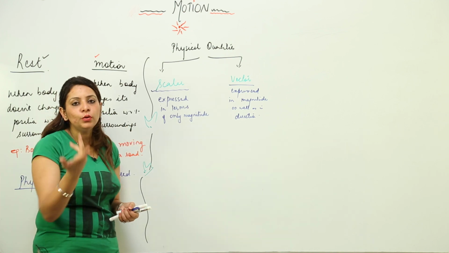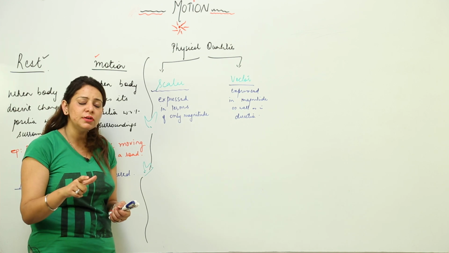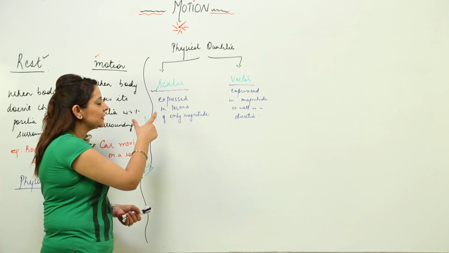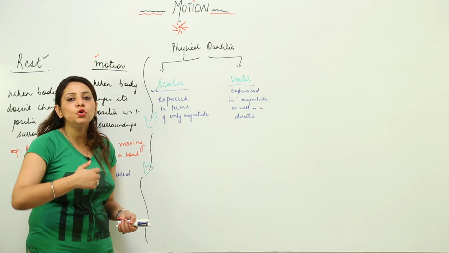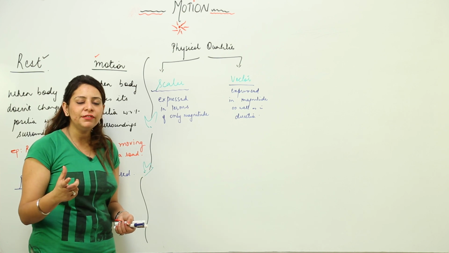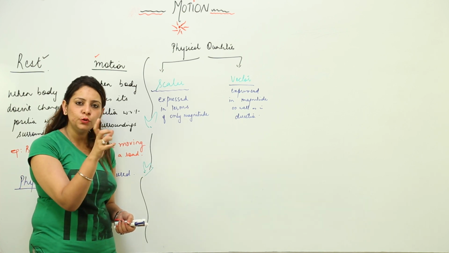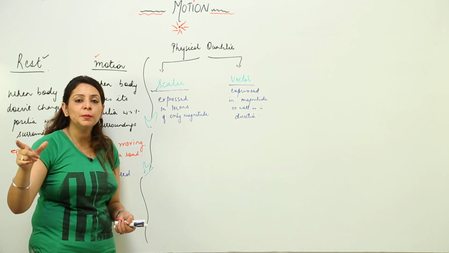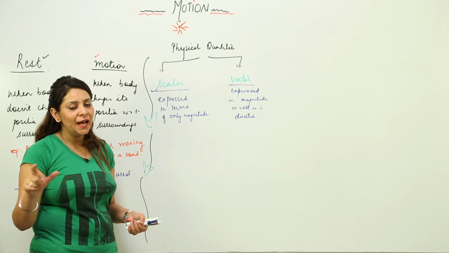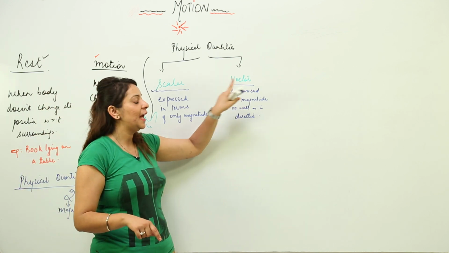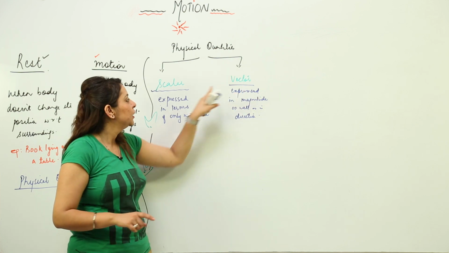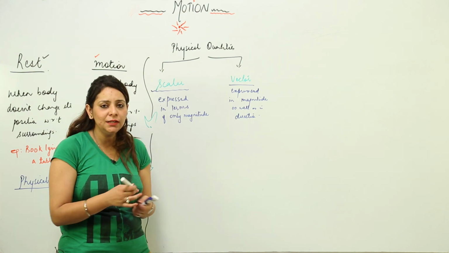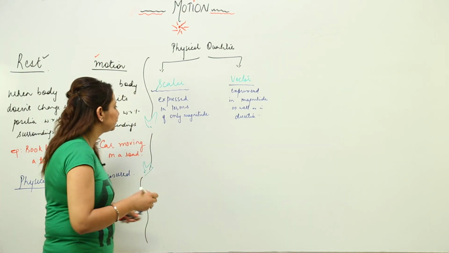For example, I say 2 kg. I am just specifying the magnitude, I am not specifying north, south, east or west. So that is a scalar quantity. But if I say I travel 2 meters towards north, I am specifying the magnitude, 2 meters, and I am also saying that I am moving towards north. So north is my direction. I am specifying the magnitude as well as direction, so that quantity is a vector quantity. So scalar is expressed in magnitude, vector is expressed in magnitude as well as direction.